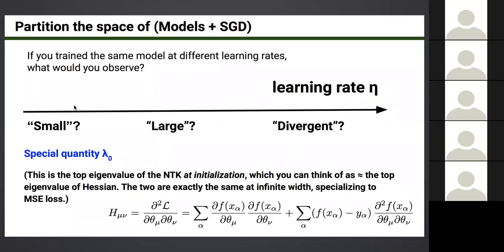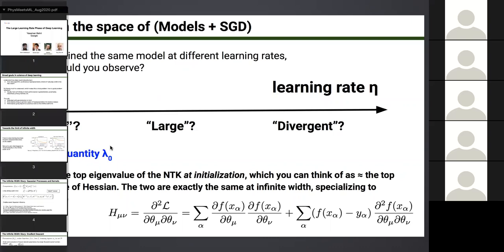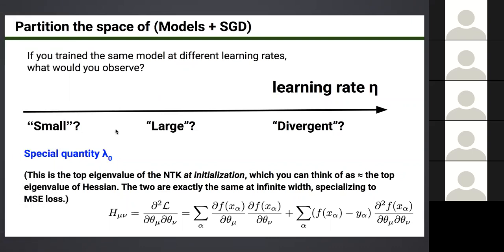What I want to suggest is that we're going to break up this axis into a small and a large learning rate regime. There's of course also this divergent regime, which everybody knows. If you pick a learning rate that's too large for the problem at all, it will just diverge. But we're going to use this quantity lambda naught to demarcate these boundaries. And this lambda naught comes from the top eigenvalue of the neural tangent kernel, which was this kernel function that I mentioned a couple slides ago. It comes from the top eigenvalue of this neural tangent kernel at initialization. And if you want a comparison to the Hessian, it's roughly the top eigenvalue of the Hessian, and it's exactly the top eigenvalue of the Hessian in the limit of infinite width when you're thinking about initialization.